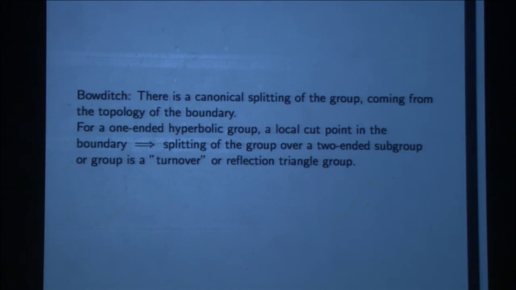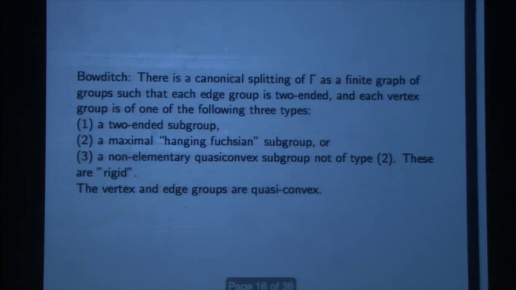Or, of course, if I have a circle, I have a local cut point in the boundary, right? But if I have a turnover group, then I'm not going to have any annuli. So that's just that case. But let's ignore the case when the boundary is a circle for right now. That'll make things easier.